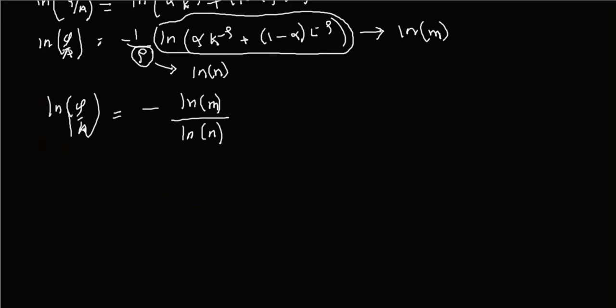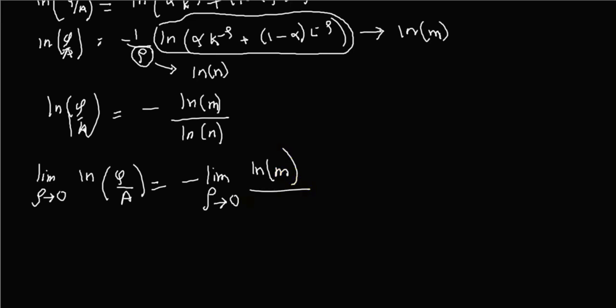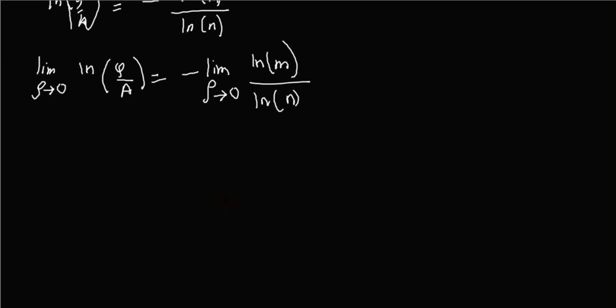Now I will take limit on both sides. Limit rho tends to 0 of ln Q by A equals minus limit rho tends to 0 of ln m by ln n. So now I will take the limit individually for m and n.